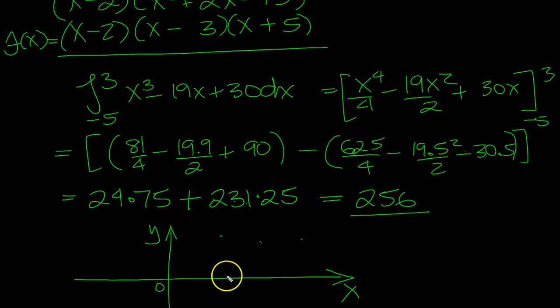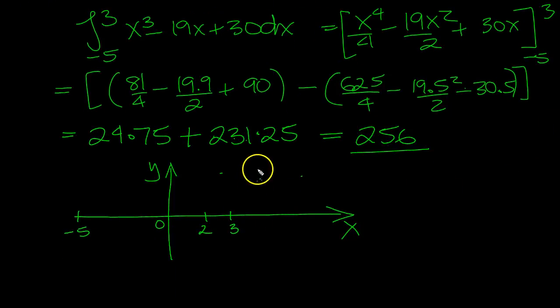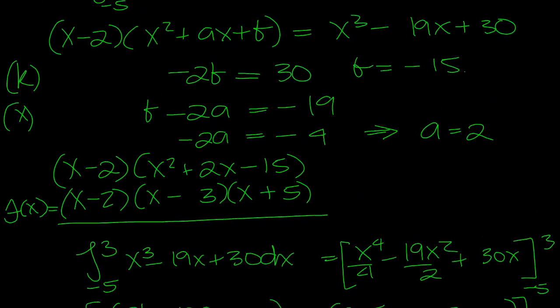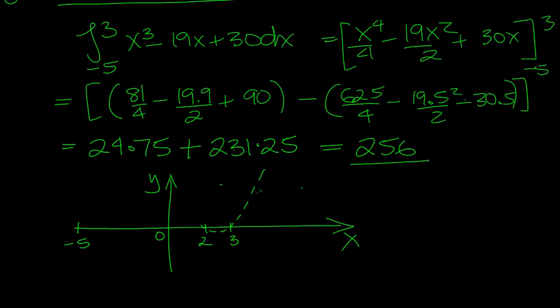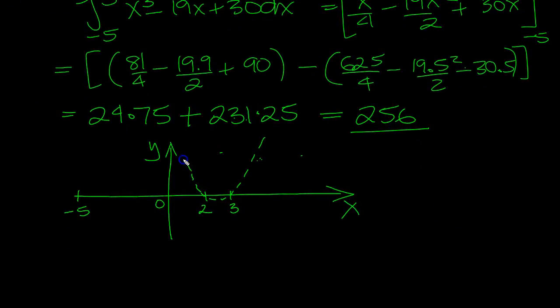The roots for this cubic are at 2, 3, and minus 5. It's a cubic with a positive x cubed, so it's going to come down. It's going to go up. At naught, it has the value of 30. So it's going to go right up to 30. And then it's going to come back down, like so. So y equals f(x) then.